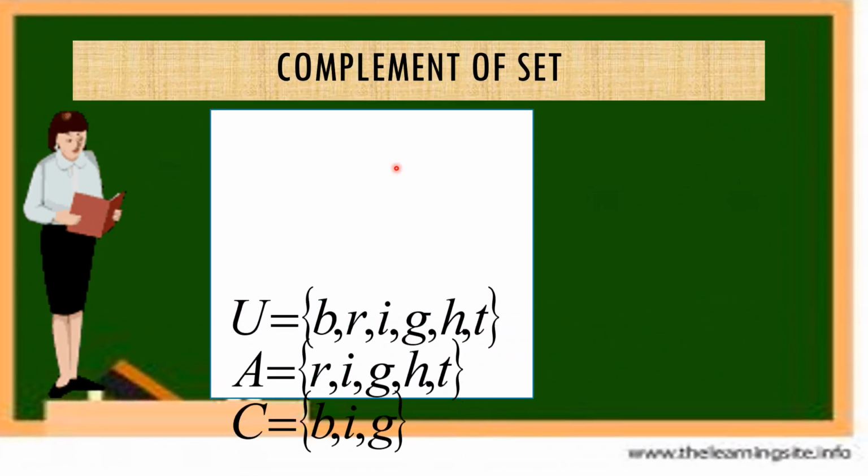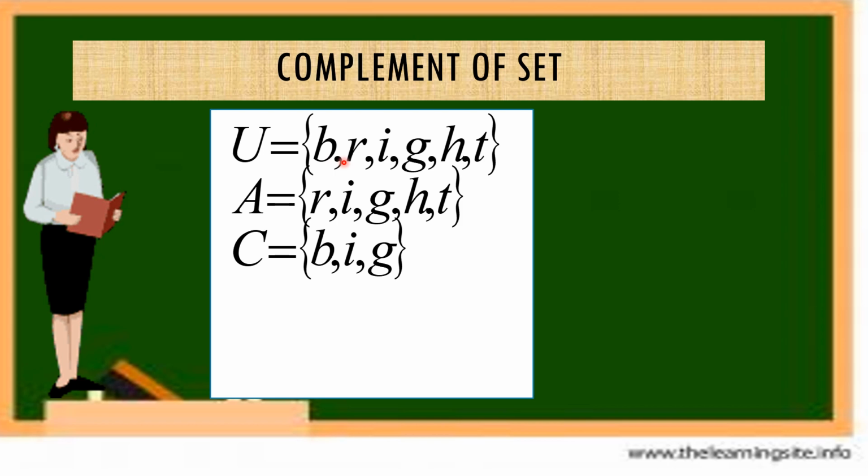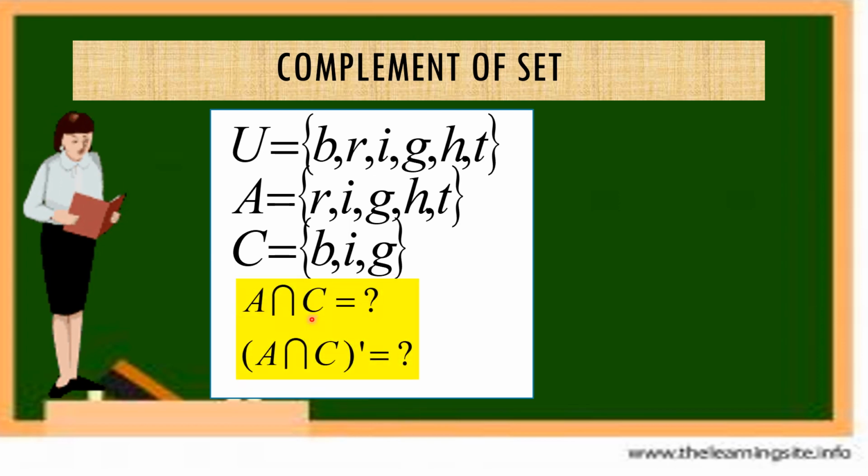Complement of a set. Set U is a set whose elements are B, R, I, G, H, and T. Set A is a set whose elements are R, I, G, H, and T. And set C is a set whose elements are B, I, and J. We need to find A intersection C and the complement of A intersection C, or A intersection C prime. Look at the given A intersection C. What elements are common to both set A and set C? The common elements are I and J.